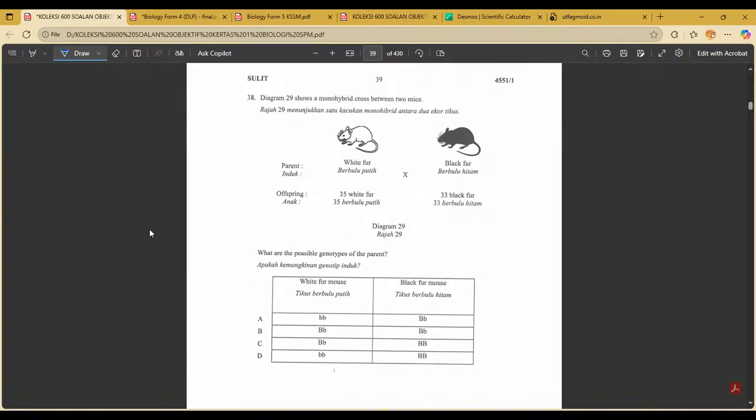Monohybrid cross between two mice. Hmm. So it's roughly a 50-50. The white fur mouse, I assume b means black, so it can't have any B. And the black fur one, if it was homozygous B, there wouldn't be any white offspring, so it has to be heterozygous B.